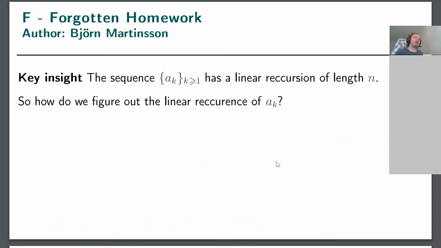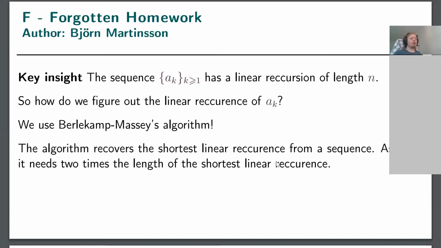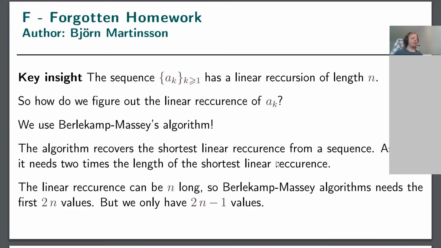Now the question is, how do we find it? Well, there is an algorithm for that called Berlekamp-Massey. So what does it do? It finds the shortest linear recurrence given a sequence, but it needs twice the length of the shortest linear recurrence. It needs to know the sequence up to a certain length in order to do it. And now that's the last technicality of this problem, which is probably the thing that people were surprised about. The linear recurrence for this sequence can be n long, so we need 2n values, but we were only given 2n minus 1 values in the input. So we somehow have to find one more value.